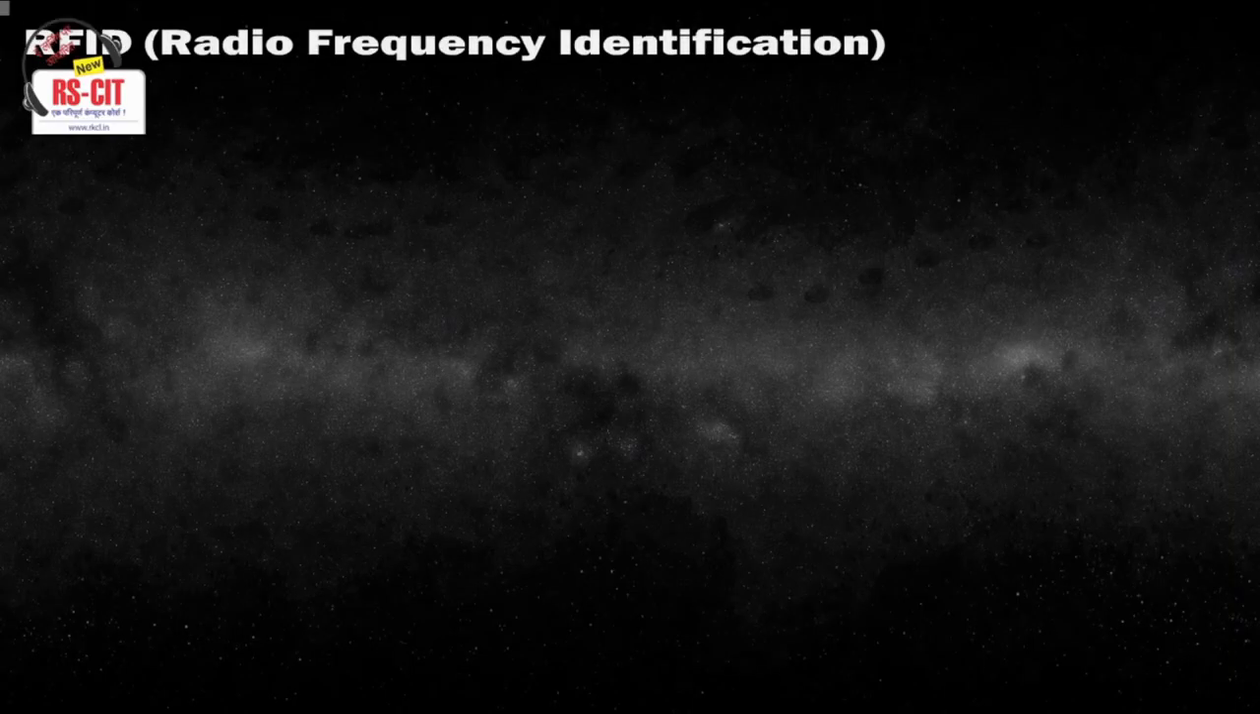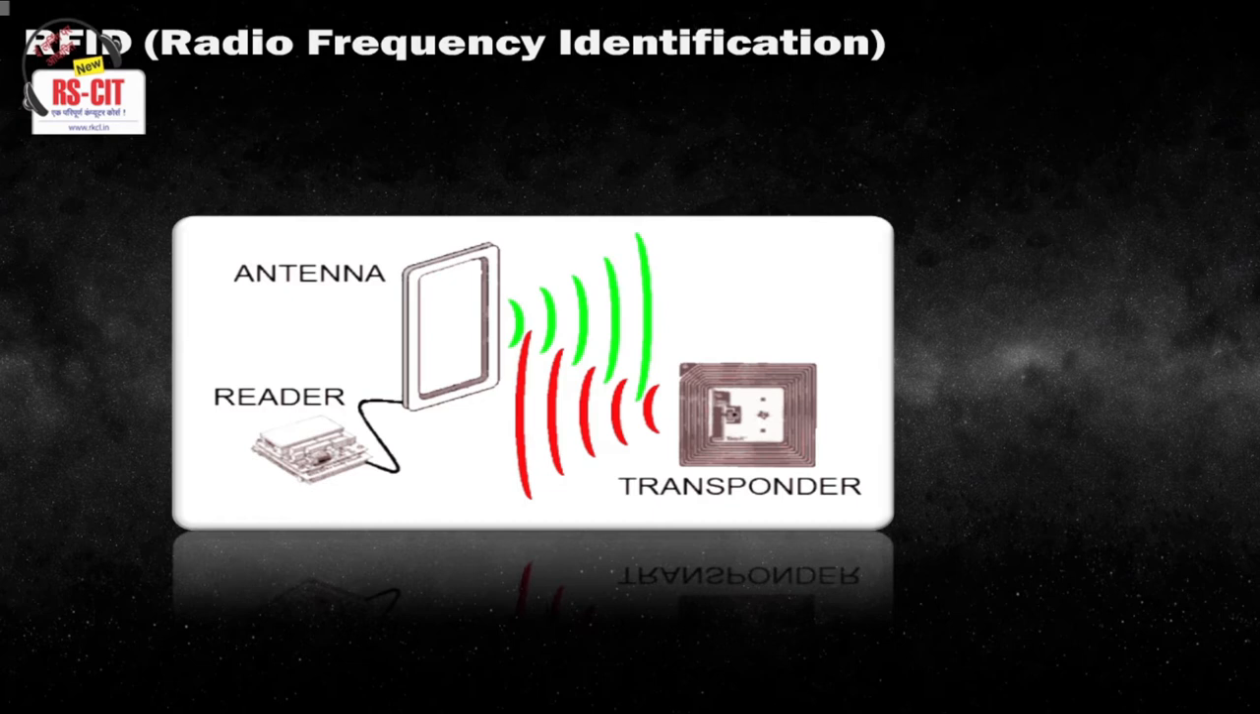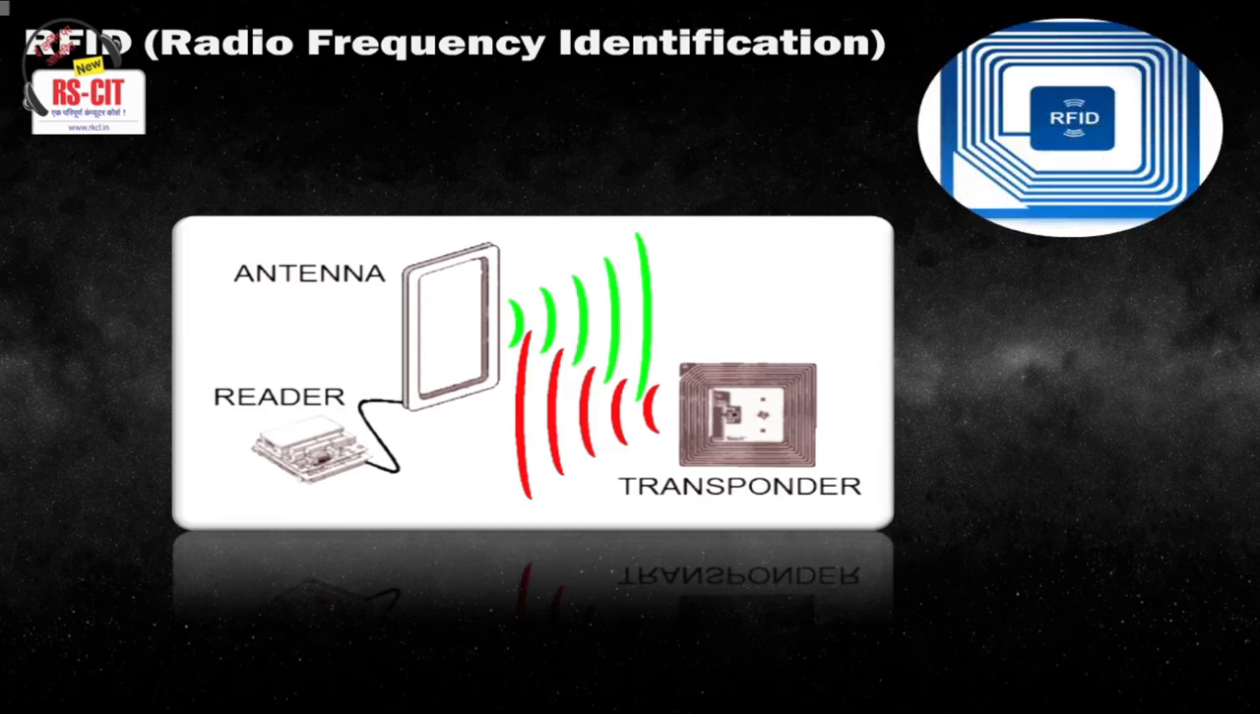RFID, radio frequency identification. Radio frequency identification, that is RFID, is the wireless use of electromagnetic fields to transfer data for the purpose of automatically identifying and tracking tags attached to objects. The tags contain electronically stored information. Some tags are powered by electromagnetic induction from magnetic fields produced near the reader. Some types collect energy from the interrogating radio waves and act as a passive transponder.